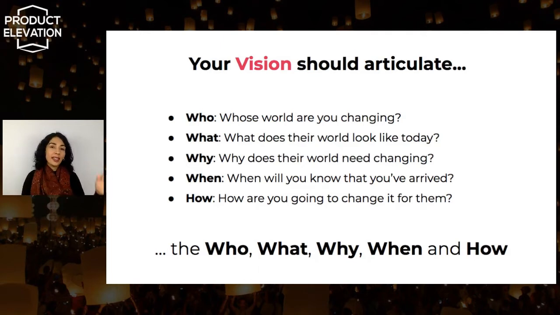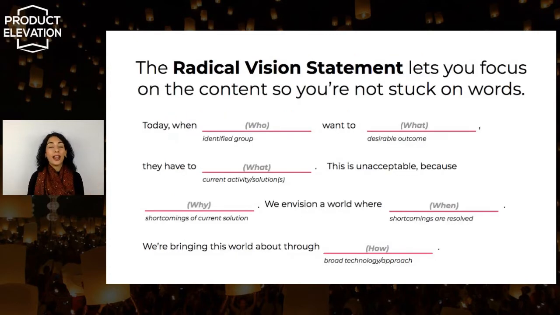Now, what I've learned is, even when you know you have to answer the who, what, why, when, and how, if you're starting with a blank sheet of paper, this task is nothing short of playing vision bingo. So in the radical product thinking way, you have this vision statement that's a fill in the blank statement. So you can focus on answering these profound questions instead of playing this game of vision bingo.